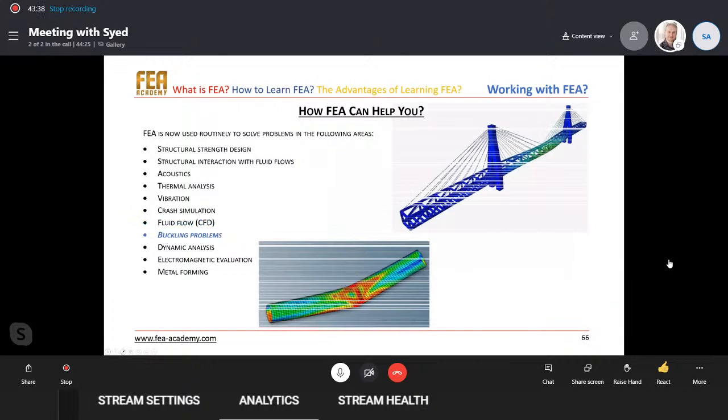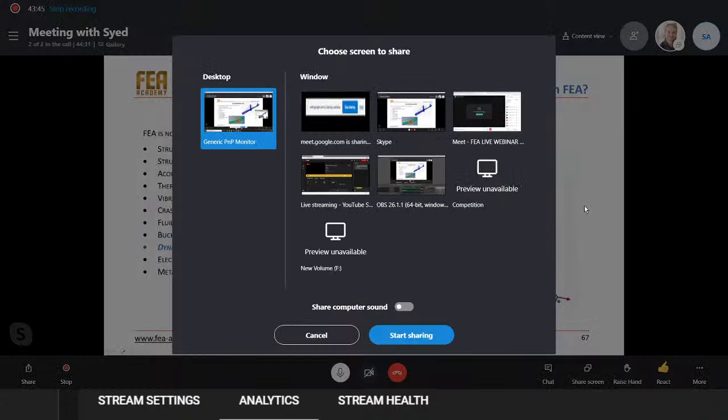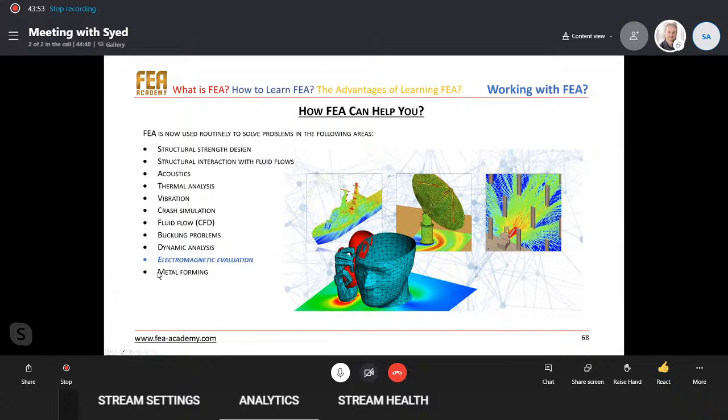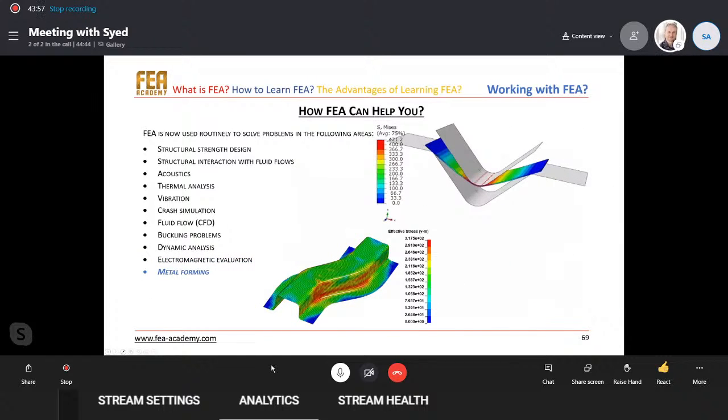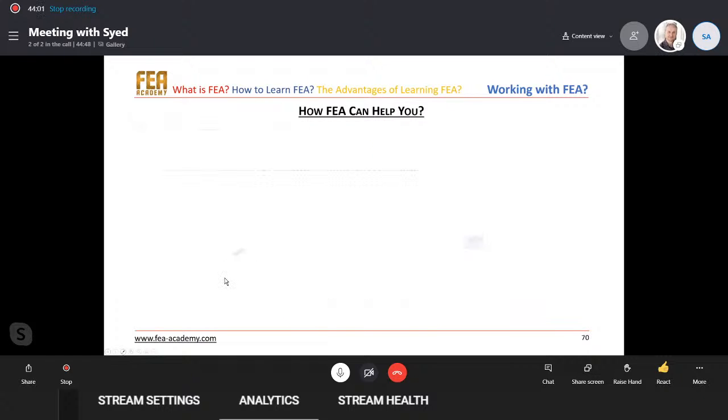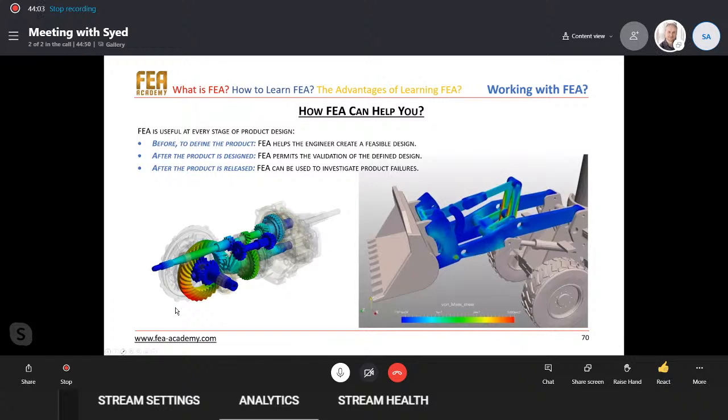For fluid flow, we call that CFD. For buckling problems, it's typically instability problems. But also for dynamic problems, like frequency response, transient, random analysis. But also for electromagnetic evaluation, and also for metal forming. So it's a lot of applications. So FEA is useful at every stage of product design. It is the power of FEA.